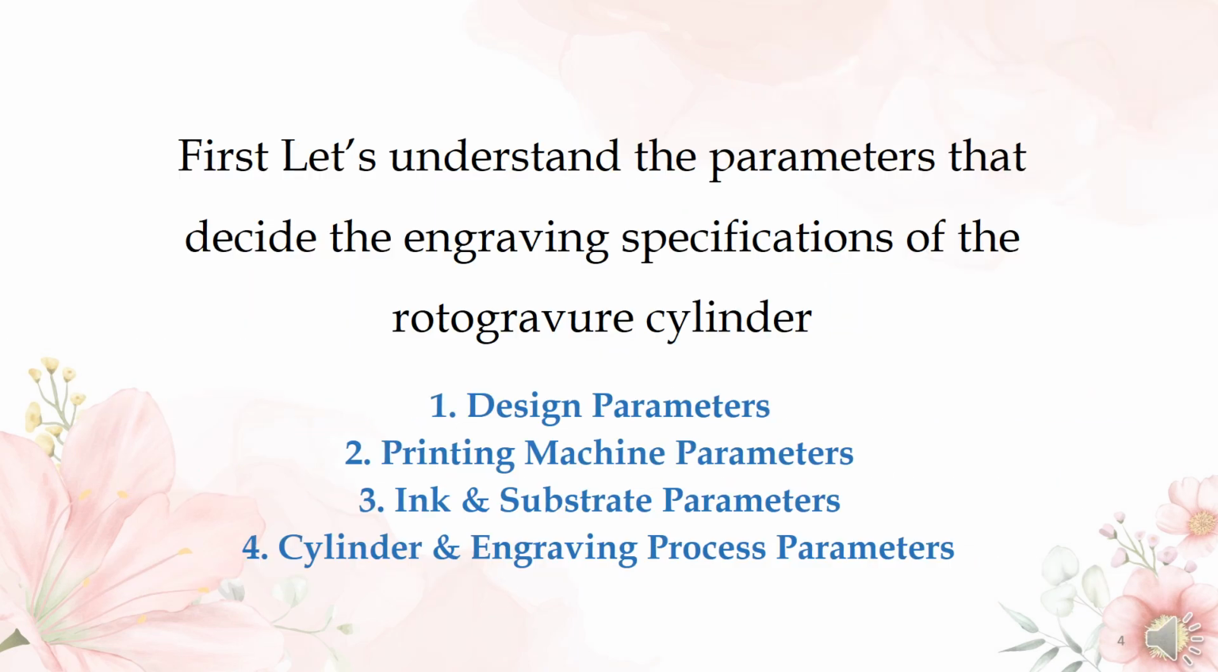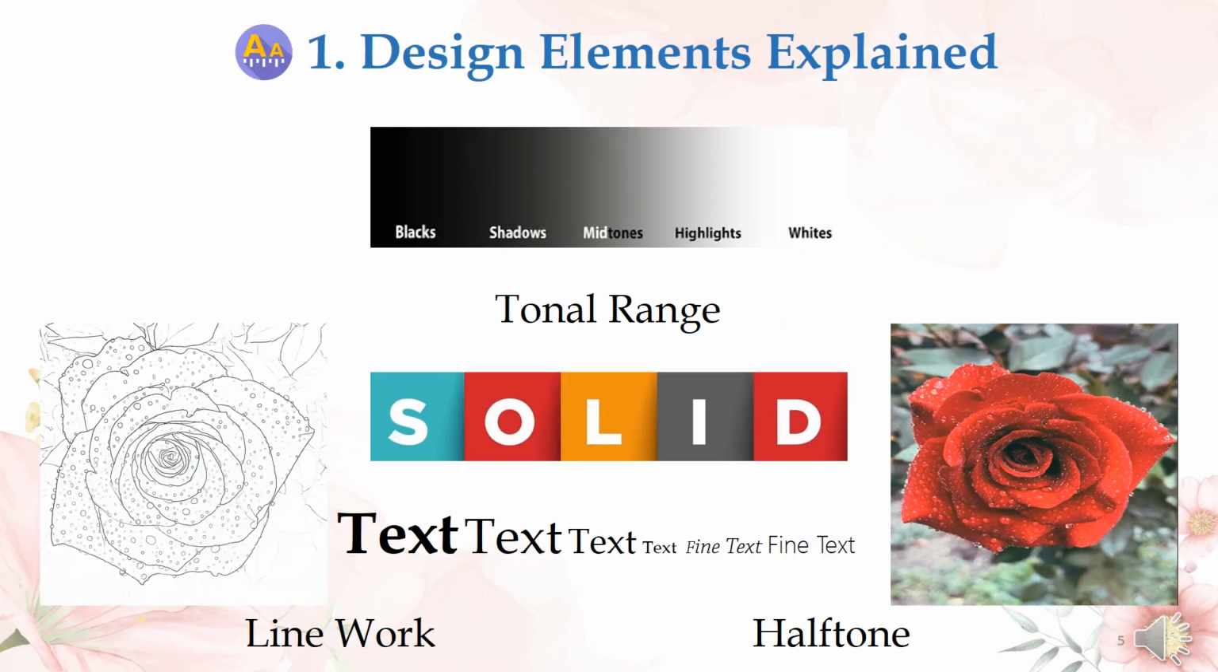First, let's understand the parameters that decide the engraving specifications of the rotogravure cylinder. 1. Design parameters. 2. Printing machine parameters. 3. Ink and substrate parameters. And 4th, cylinder and engraving process parameters. Design elements are explained here: dark to light tonal range, solid areas, line work, text and fine text, and half tone.